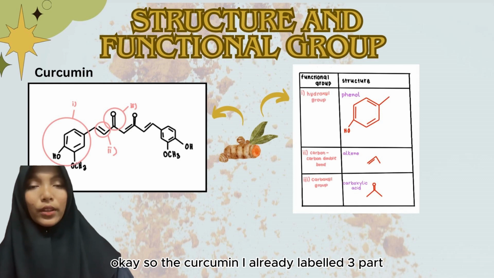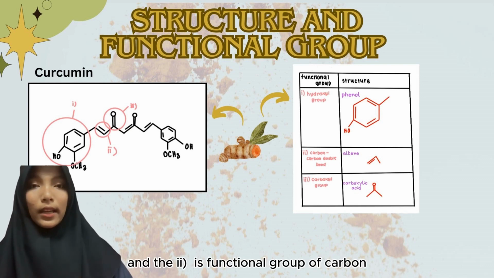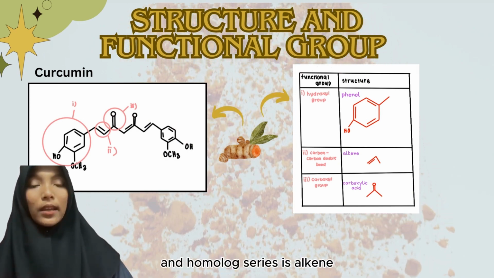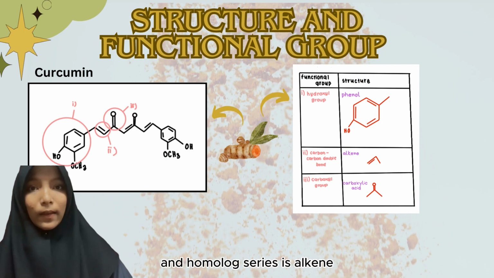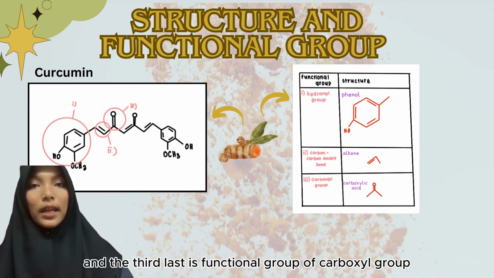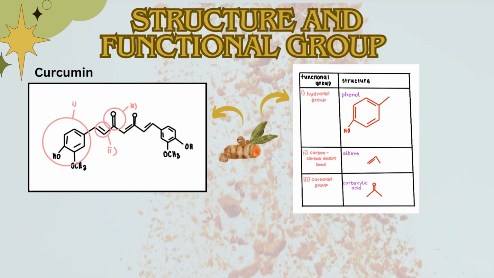Okay, so for the curcumin, I already labeled 3 parts. The first Roman numeral is the functional group of hydroxy group and the homologous series is phenyl. The second Roman numeral is the functional group of carbon-carbon double bond and the homologous series is alkene. And the third, last, is the functional group of carboxyl group and the homologous series is carboxylic acid.